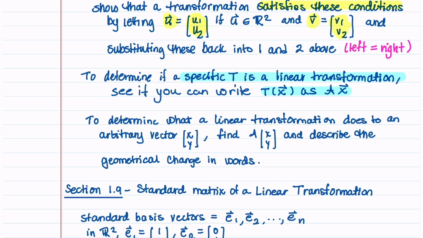Finally, we looked at problems where we needed to determine what a linear transformation does to an arbitrary vector. To do that, you're going to multiply A times your vector x and then describe how your arbitrary vector changes geometrically.